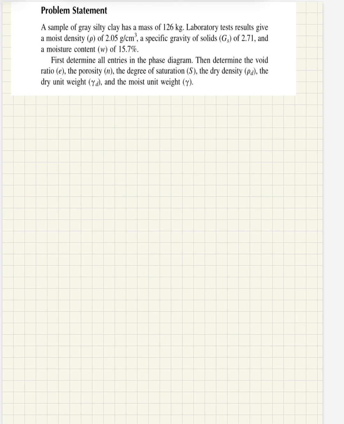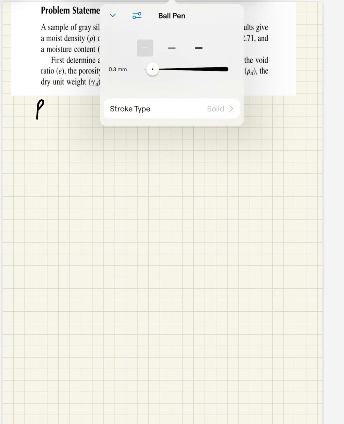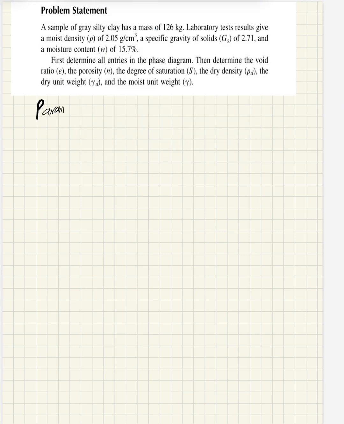So based on the question, we have to write out the parameters given. The mass of soil, that is the total mass of the soil, which is the combination of the mass of solid plus mass of water, is 126 grams. So the parameters given, we have the total mass, which is given to be 126 kg.